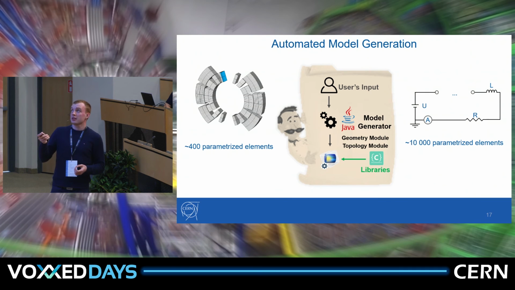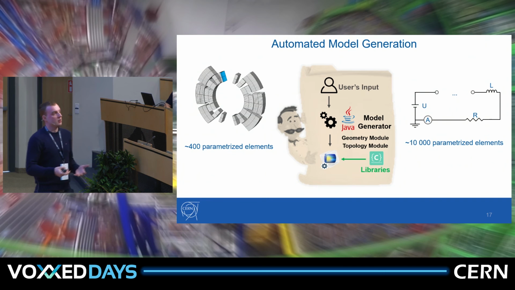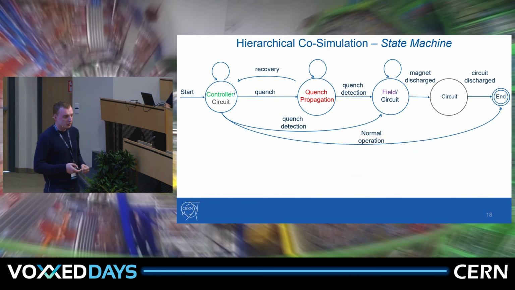So all that creates a magnet model, and then we can link it with our custom libraries that can represent a magnet, a power converter, an energy extraction system, and so on. So that is at the level of automated model generation.